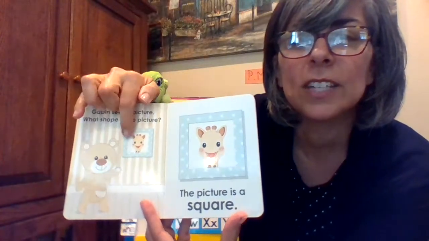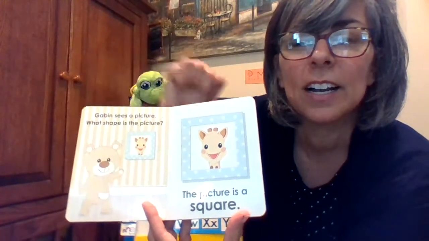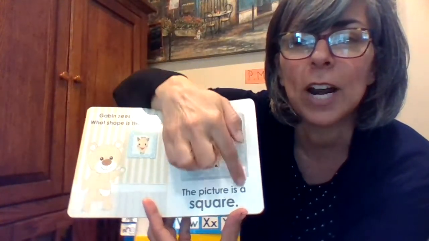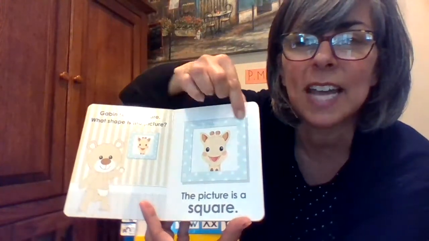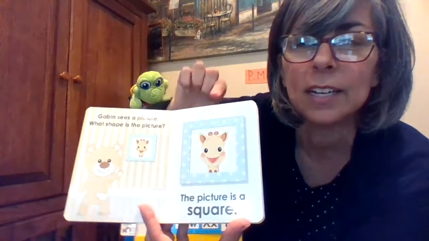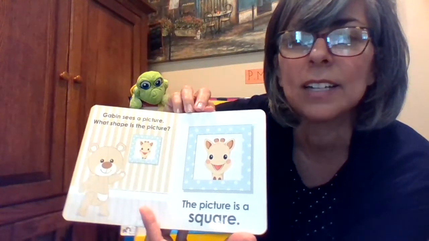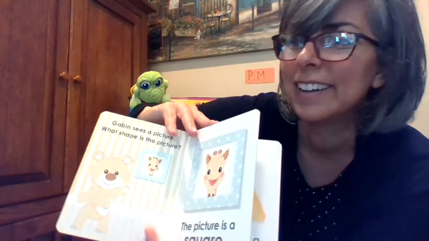Gavin sees a picture. What shape is the picture? Can you see the picture right here? It's a frame, a picture frame. Picture frames come in many shapes. This is the same on all 4 sides. This is a square. Say square. Good job.